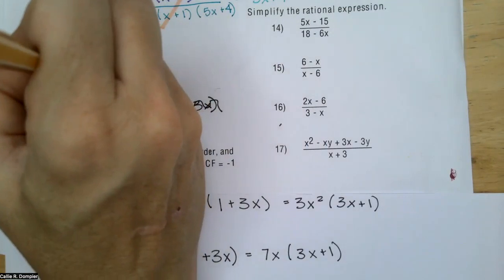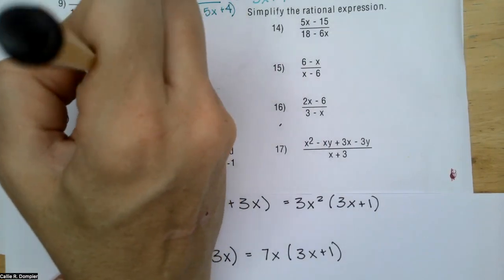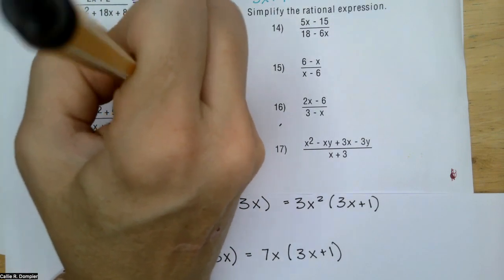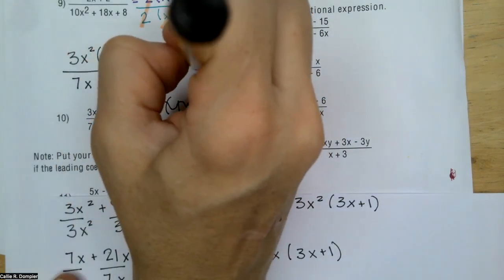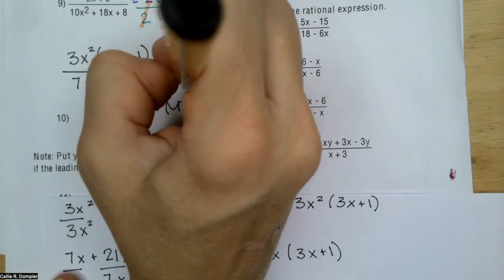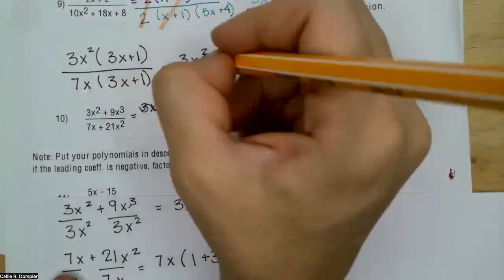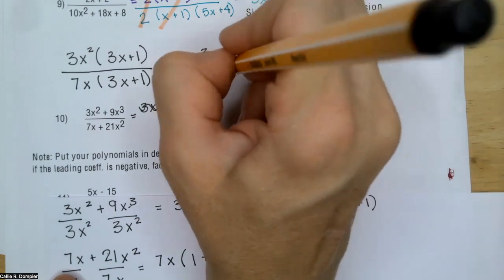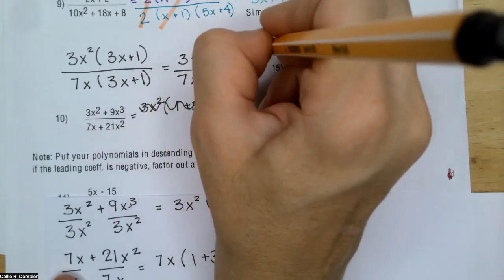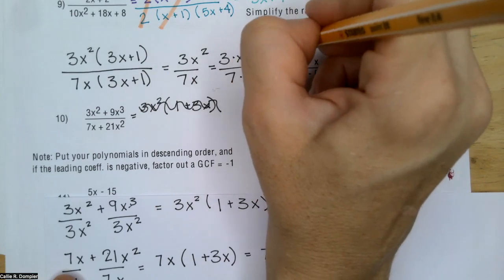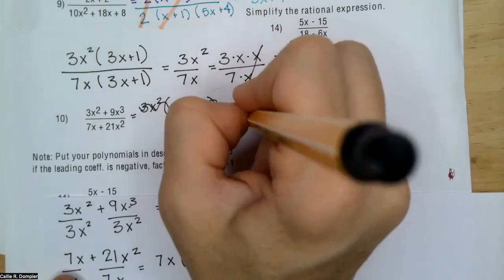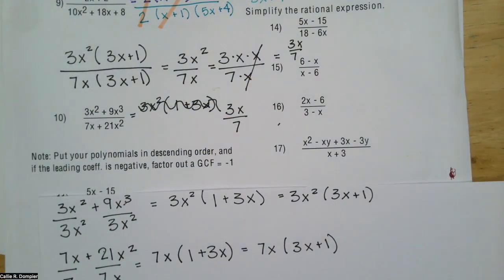So 3x squared times 3x plus 1 divided by 7x times 3x plus 1 simplifies to 3x squared over 7x. Wait a second. We can even cancel out one of the x's, right? Because that's actually 3 times x, and that's 7 times x. So it's actually 3x over 7. Final answer.